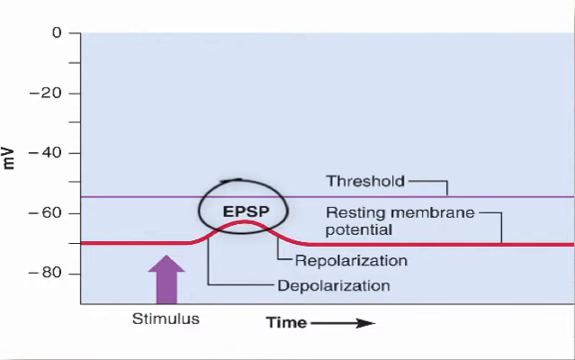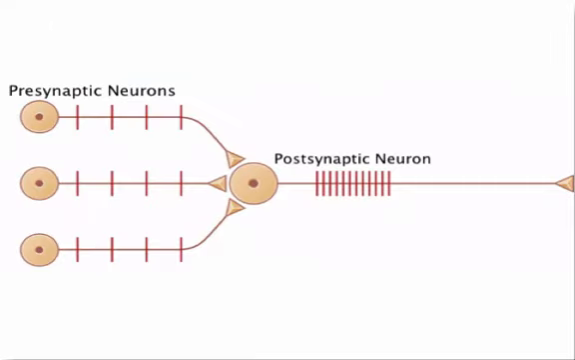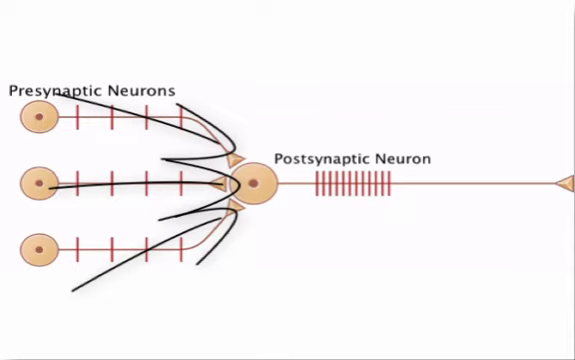One EPSP isn't enough to cause an action potential in the postsynaptic membrane. Therefore, we need the sum of multiple EPSPs to add up to enough depolarization to reach threshold. One way this happens is by multiple EPSPs generated from multiple presynaptic neurons at the same time to the same postsynaptic membrane. This is called spatial summation, meaning in the same space.